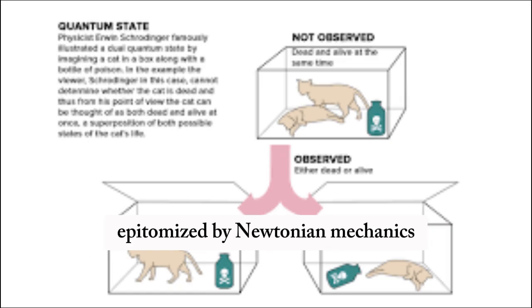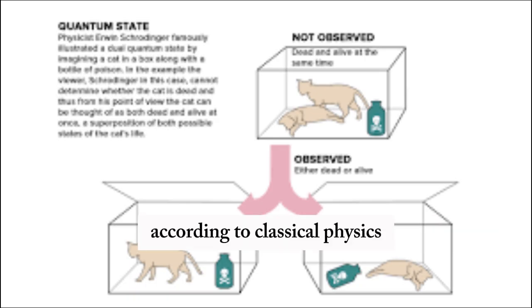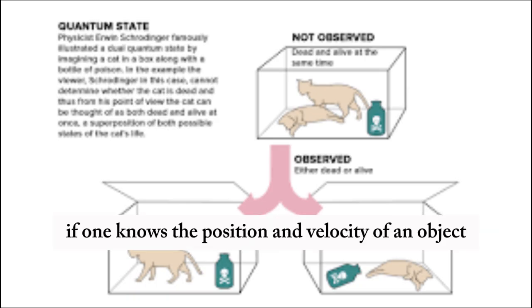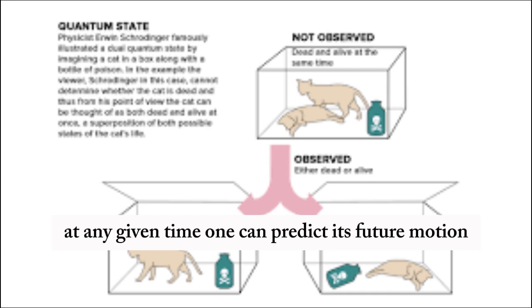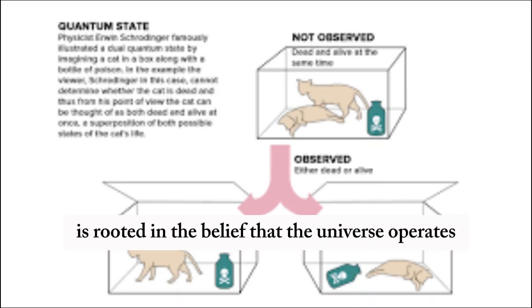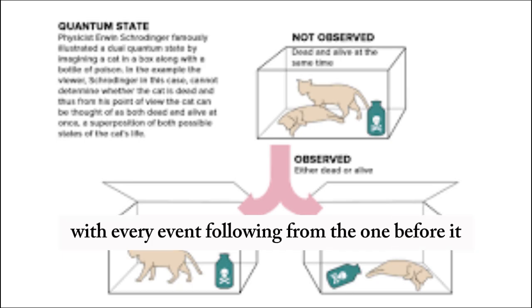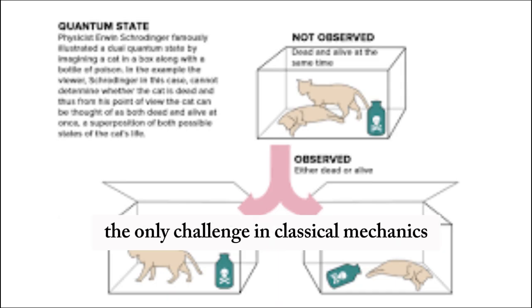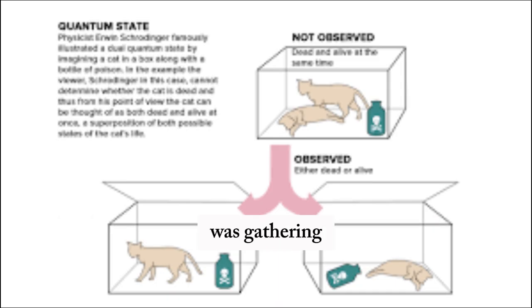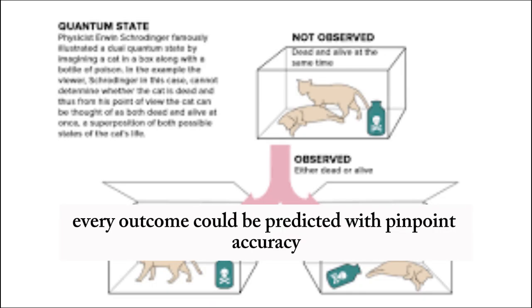Classical physics, epitomized by Newtonian mechanics, describes the motion of objects in a deterministic way. According to classical physics, if one knows the position and velocity of an object at any given time, one can predict its future motion with absolute certainty. This concept of determinism is rooted in the belief that the universe operates like a clockwork mechanism, with every event following from the one before it. The only challenge in classical mechanics was gathering the necessary information to make predictions. With sufficient data, every outcome could be predicted with pinpoint accuracy.